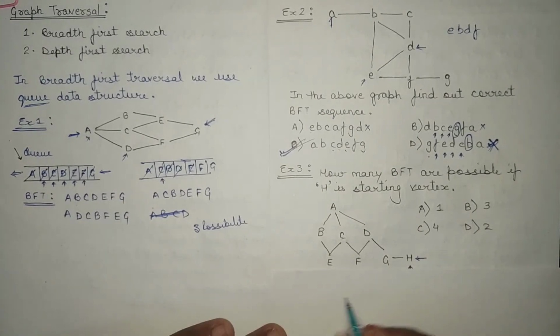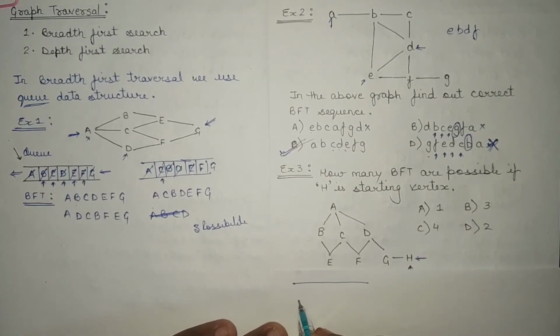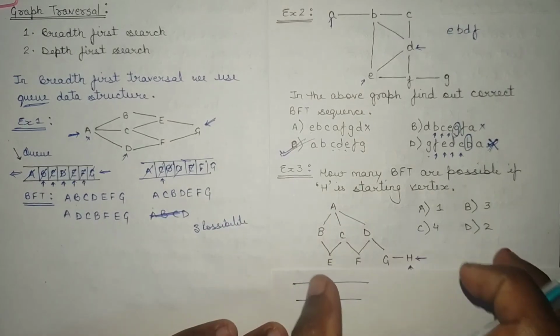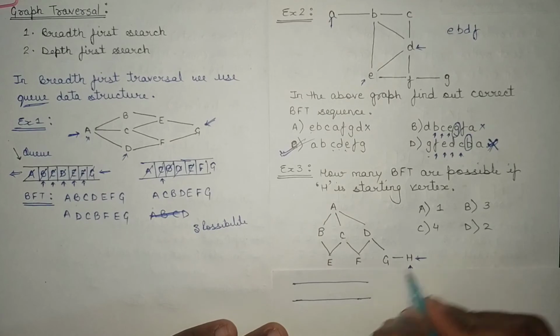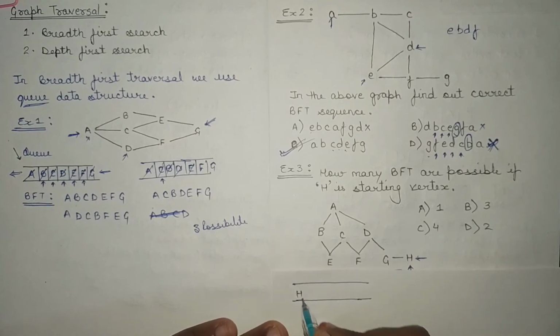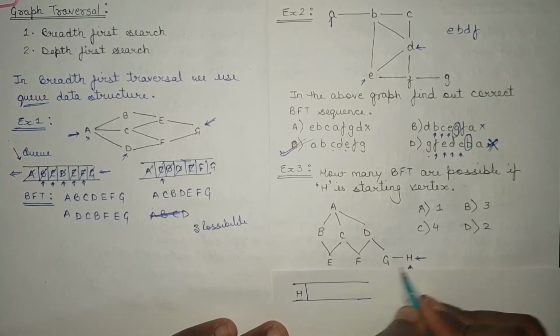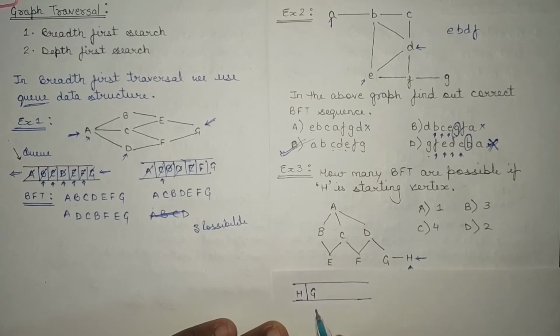So I'm taking one queue. First, try to do this question on your own, and in case you are facing any difficulty, you can refer to the video anytime. So pause the video and try it on your own. So I'm taking one queue, and first of all I'm starting from H, right? So what are the adjacent of H? G. I'm writing G. There are no more adjacent of H, so I'm deleting it and printing it, right?